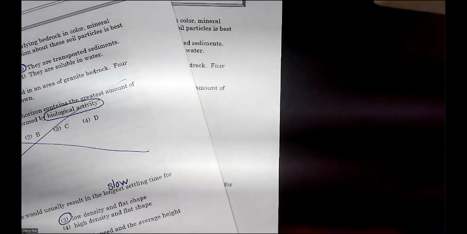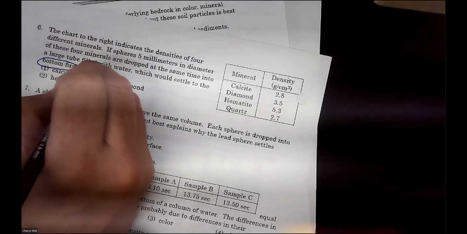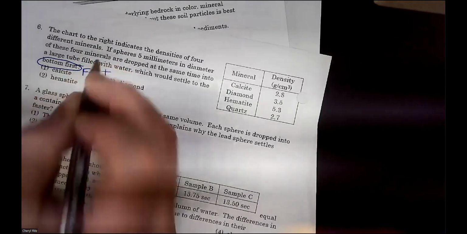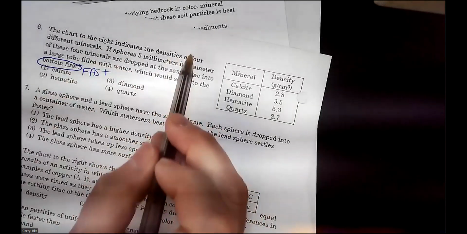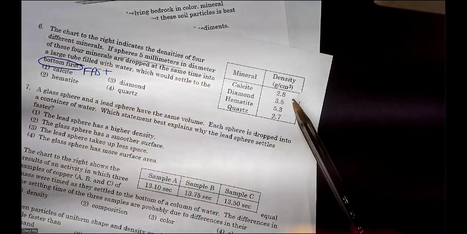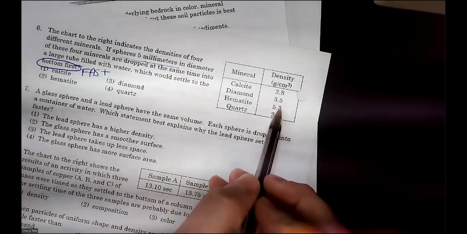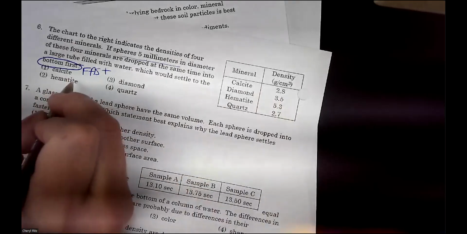And then we're going to keep going to the back. Again, very similar question. Which one will settle to the bottom first? Are they looking for the fast or the slow one there? Fast. Again, settles first is fast. They did tell you in the reading that they were all spheres and they were all the same size. The only thing that's different is their densities. So which one will settle fast? Hematite. Yep, hematite, because it's got the biggest density.